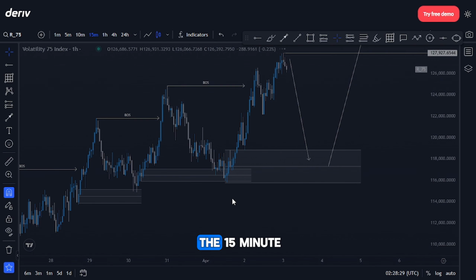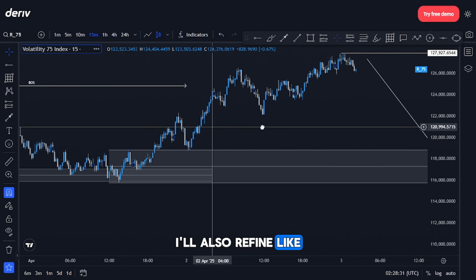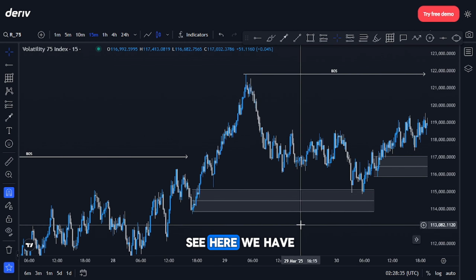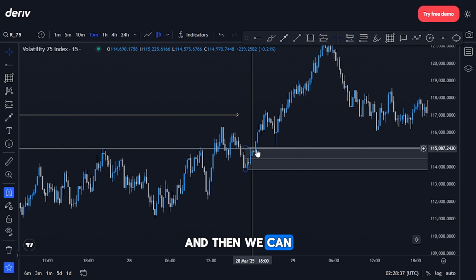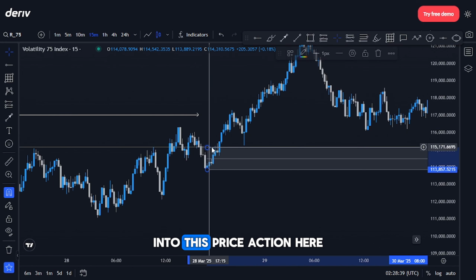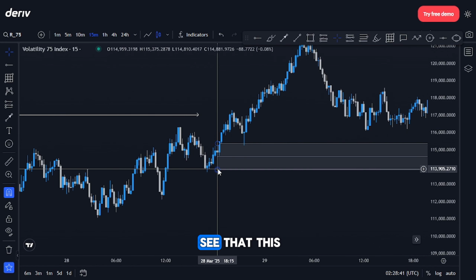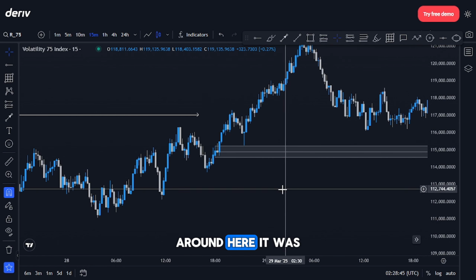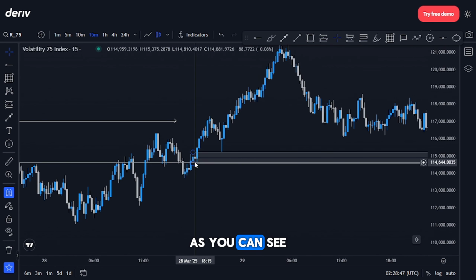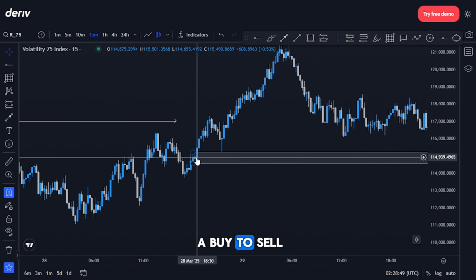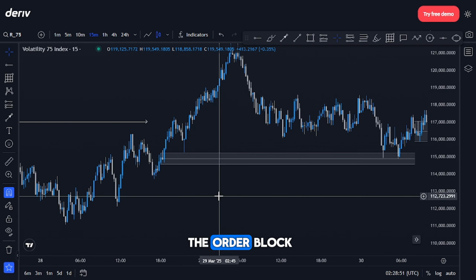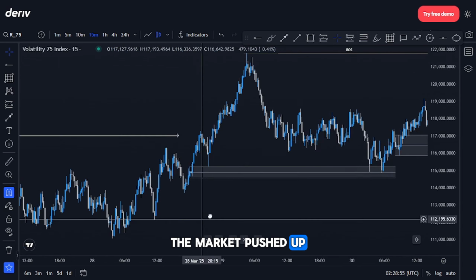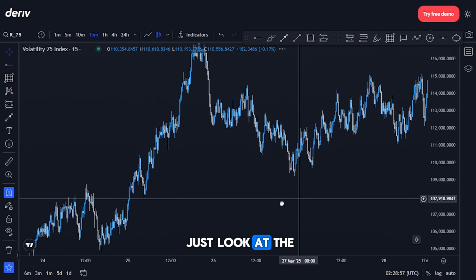So moving over to the 15 minute, I'll also refine the current market structure right there. As you can see here, we have the structures, and then we can zoom into this price action. Then you can obviously see that this should be an area of interest around here. It was not mitigated. As you can see, we had a buy to sell around here. This would be the order block, and then it was mitigated very nicely. The market pushed up. So here we can just look at the previous one.